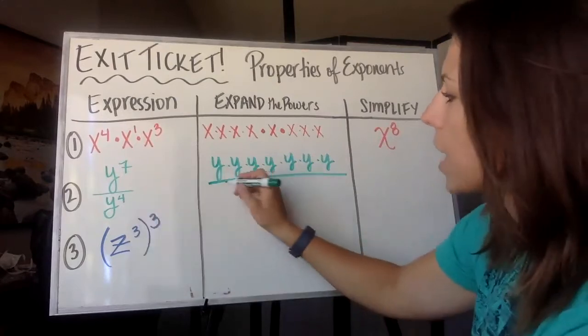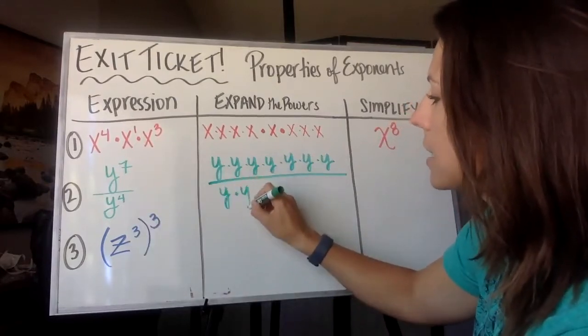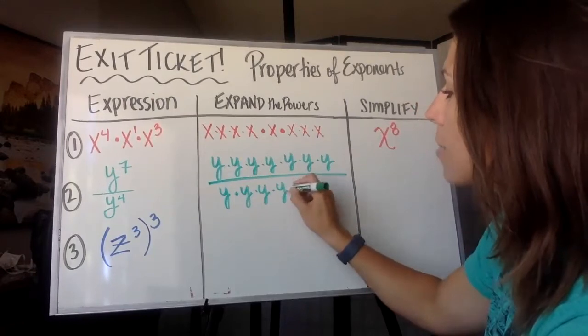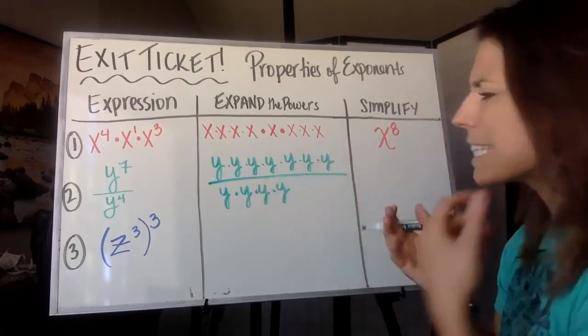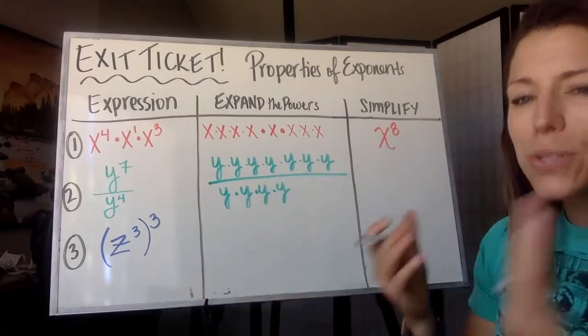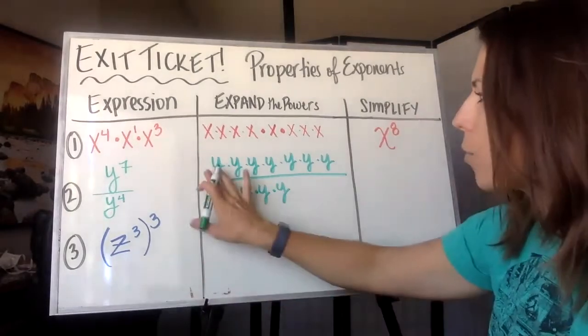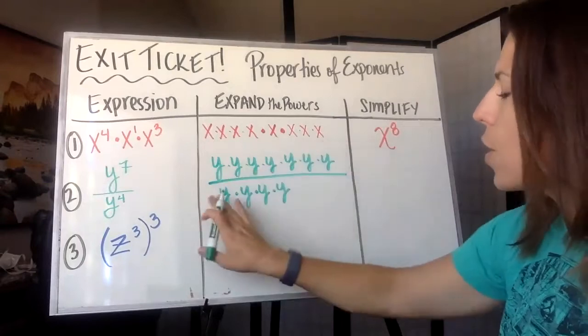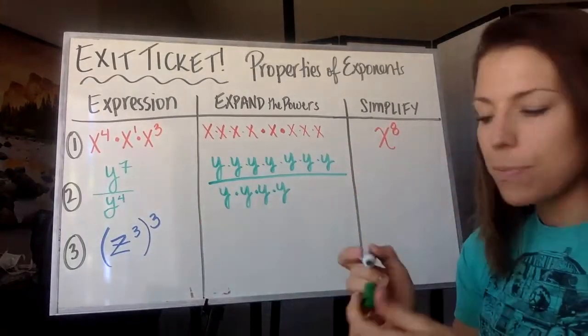In the denominator, we have y multiplied by itself 4 times. Now, a common mistake that happens is that we just accidentally don't write enough y's, or we write too many. So it's always a good idea to go in there and double check. 1, 2, 3, 4, 5, 6, 7. 1, 2, 3, 4. Okay.